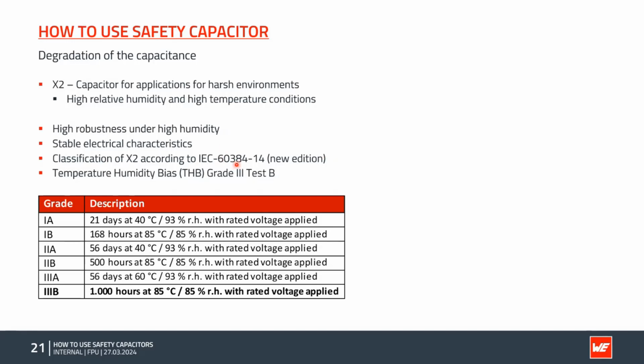There's the annex, which describes these special temperature humidity bias grades, THB, so-called. And it goes up to grade 3, test B, or test condition B, which means you test them at 1000 hours, 85 degrees, 85% humidity with rated voltage, and then the capacitance should not drop more than 10%. So this is roughly summarized what is described also in the standard.